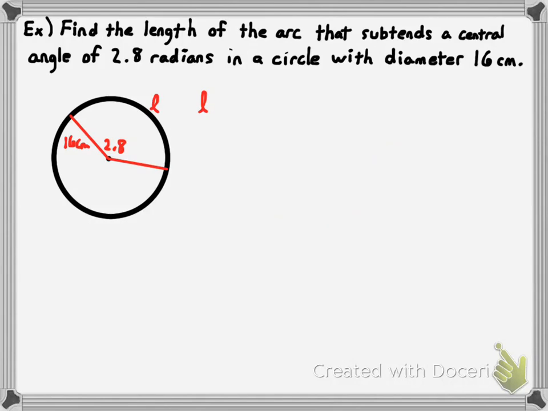So that arc length L is going to be equal to the radius times the central angle measure in radians. Well, the central angle is in radians. We don't have to convert it. And we have the radius 16. We're just going to do 16 times 2.8. You don't get a lot simpler than that, do you? And so that comes out to 44.8 exactly. That's not a rounded answer. And the arc length will have the same unit of measure as the radius of the circle did. So in this case, it's going to be centimeters.